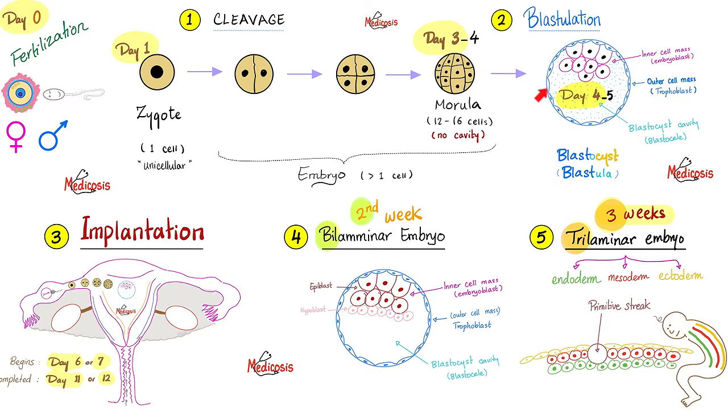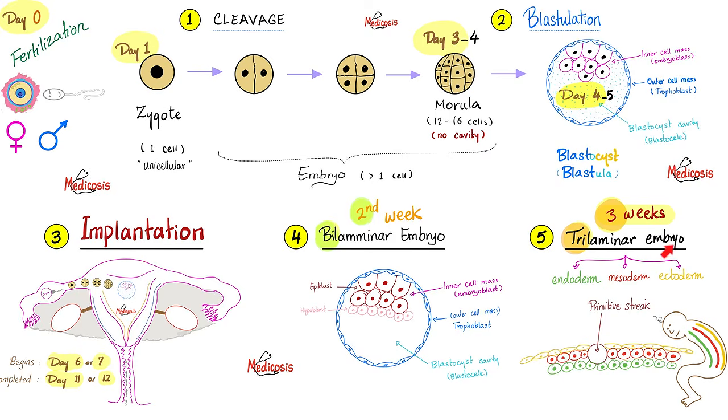After the morula, you have the blastocyst. And unlike the morula, the blastocyst actually has a cavity inside. It's called the blastocyst cavity or blastocele. Again, cele means cavity. This is the blastocyst that will be implanted into the uterus. More superior than inferior, closer to the fundus than to the cervix, and more posterior than anterior. After this, we should have the bilaminar embryo in the second week. Bilaminar because we have 2 layers, epiblast, which is ectoderm, and hypoblast, which is endoderm.